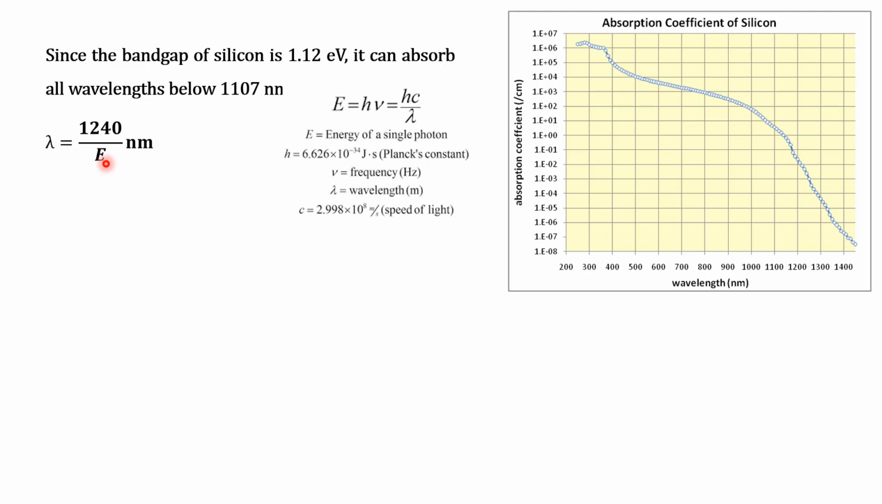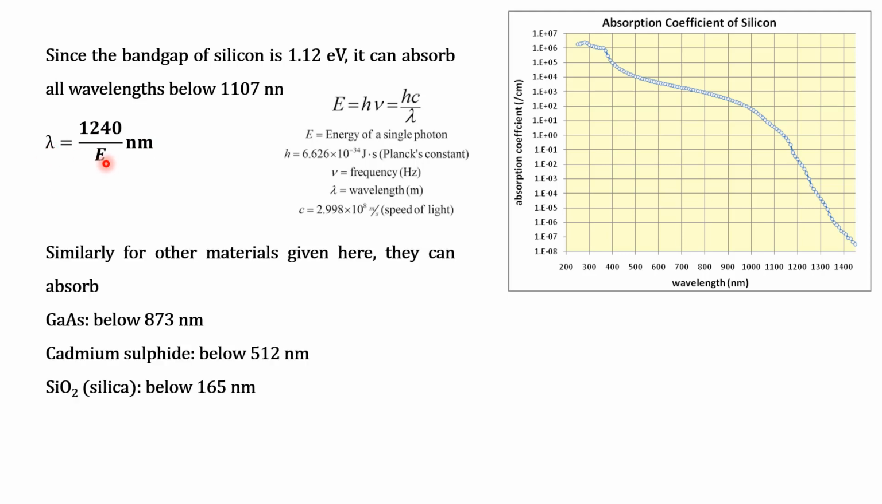Now what do we get when we substitute? Gallium arsenide, we already know, is 1.42, and cadmium sulfide was 2.42. When you substitute all of these energy values, we get that gallium arsenide is capable of absorbing below 873, and cadmium sulfide below 512. But what happens for silica? It can absorb only below 165.